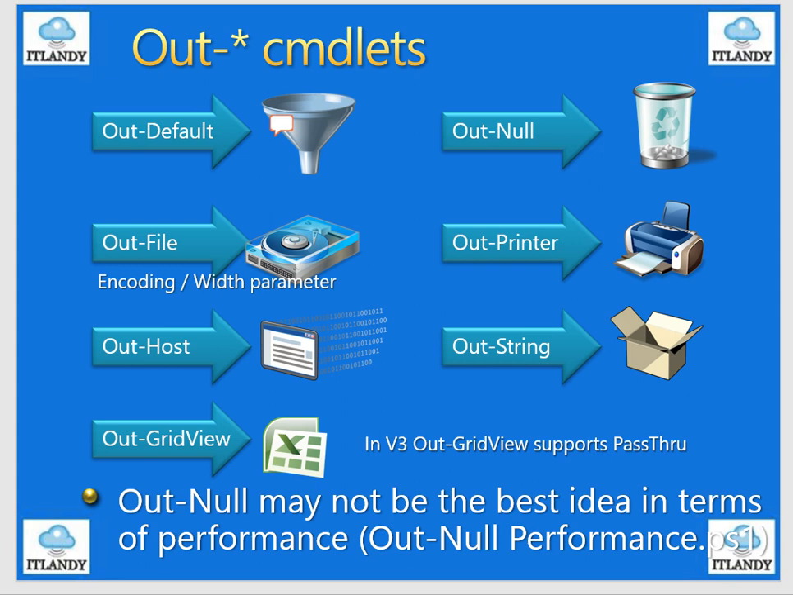Next is Out-Null. Similar to the previous one, this sends the output to null, in effect deleting it. Out-Null does not return any value or object. If you pipe the output of this cmdlet to Get-Member, it reports no object.